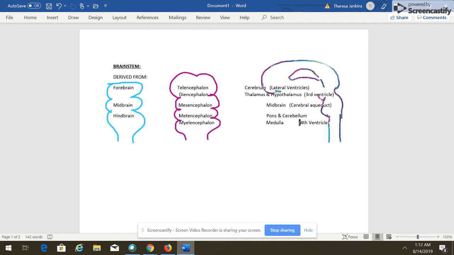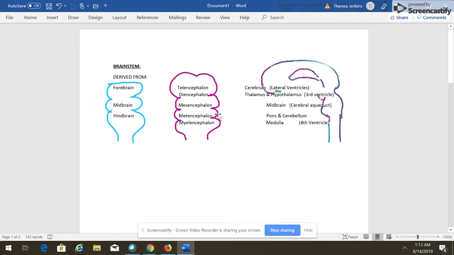The first thing that we're going to talk about is where the brainstem develops from embryologically. The brainstem starts out as three structures: the forebrain, the midbrain, and the hindbrain. As the embryo begins to grow and develop and becomes the fetus, the forebrain divides to become the telencephalon and the diencephalon. The midbrain becomes the mesencephalon, and the hindbrain divides to become the metencephalon and the myelencephalon.